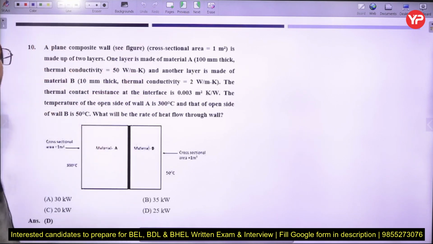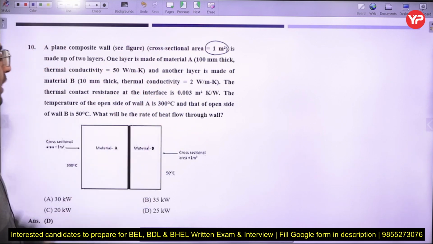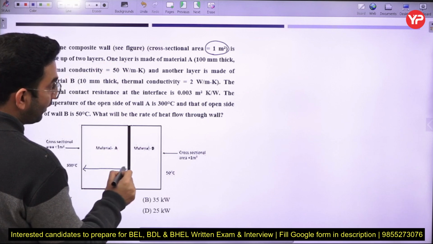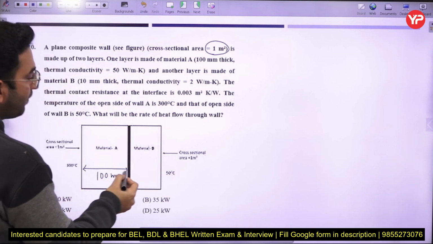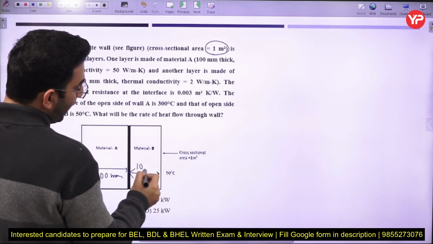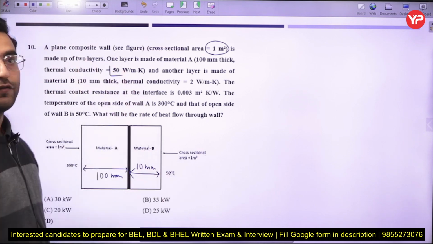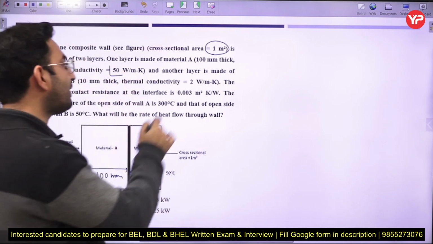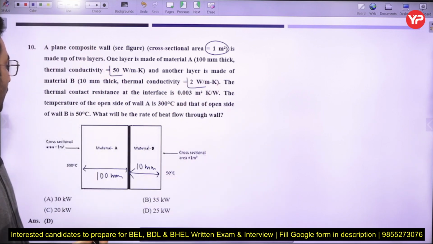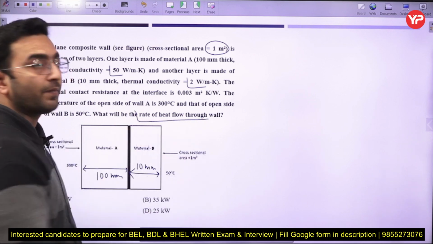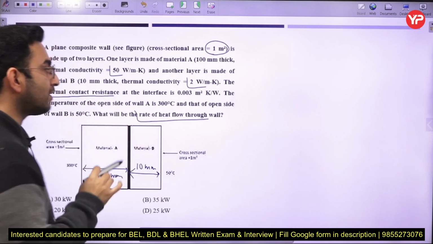Now the next part is a plane composite wall, see figure. Cross sectional area is given to you as 1 meter square. One layer is made up of material A, which is having a thickness of around 100 millimeter, and the second layer is having a thickness of around 10 millimeter, and the corresponding thermal conductivities are given to you. So the material A is having a thermal conductivity of 15 watt per meter Kelvin, and the second material is having a thermal conductivity of 2 watt per meter Kelvin. So now what do you want to find out? You want to find out the rate of heat flow. Okay, and see, in this question one more thing is given to you. We have a thermal contact resistance at the interface of A and B.